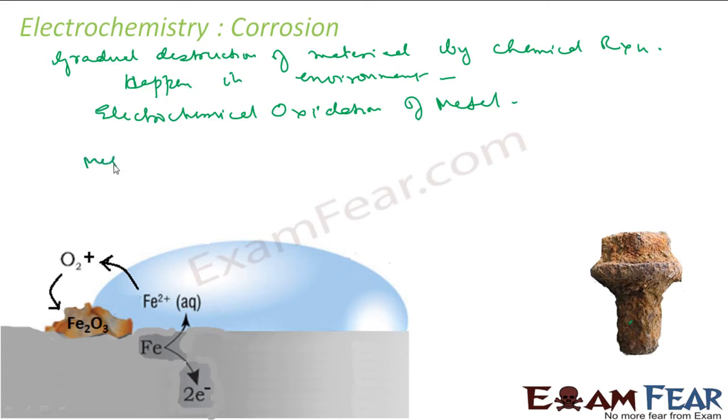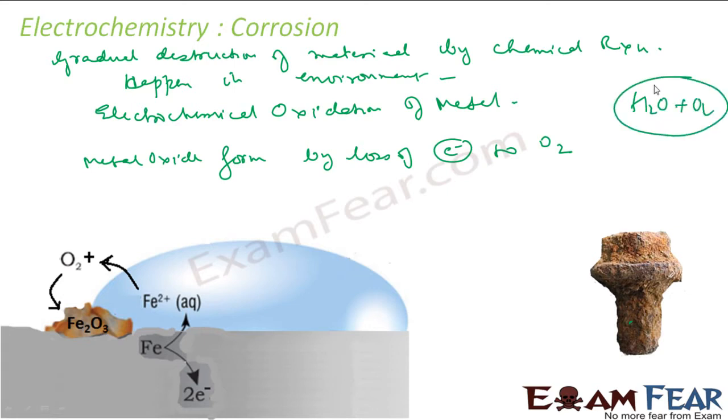Right? So in corrosion, generally the metal oxide is formed by the loss of electrons to oxygen. The metal oxide is formed by loss of electrons to oxygen. For example, corrosion of iron. I'll take the example of corrosion of iron. It happens in the presence of water and oxygen. I remember we have done an experiment where we have taken 3 test tubes.